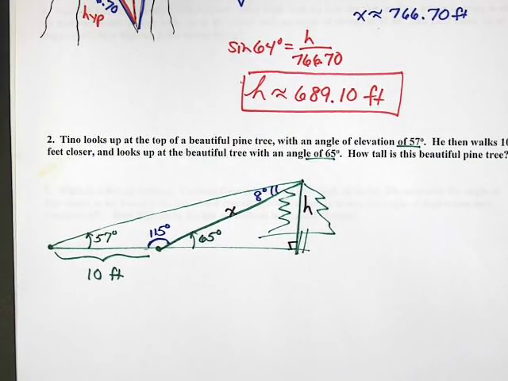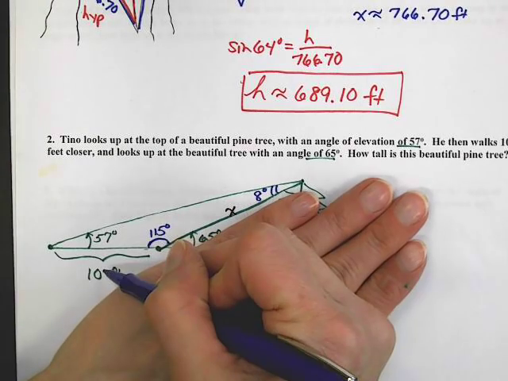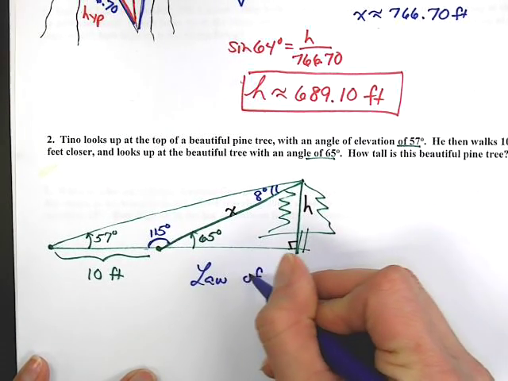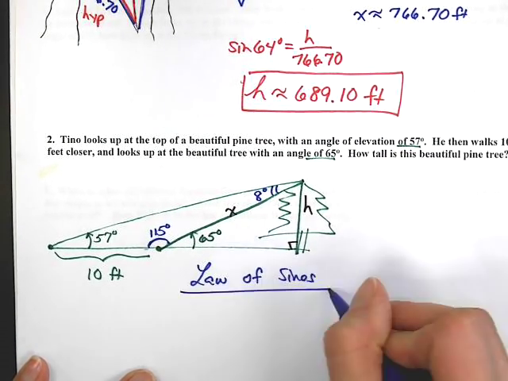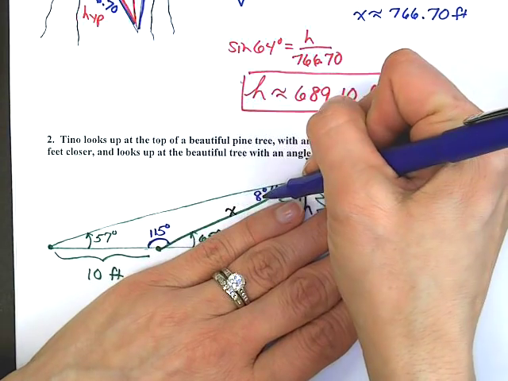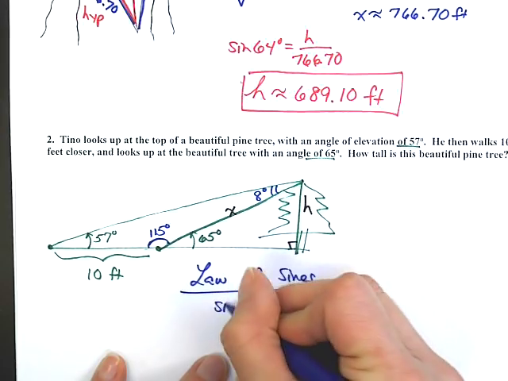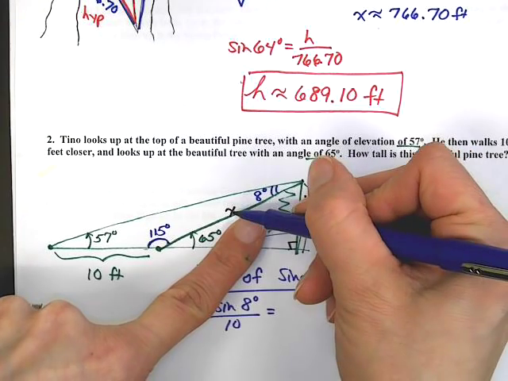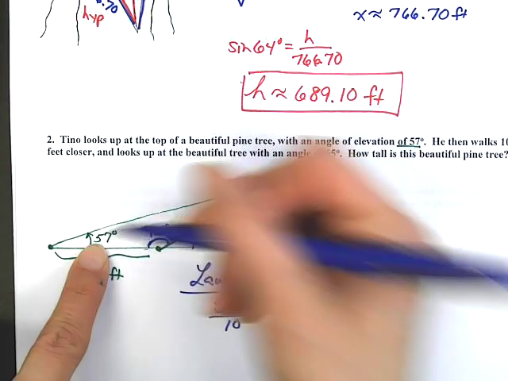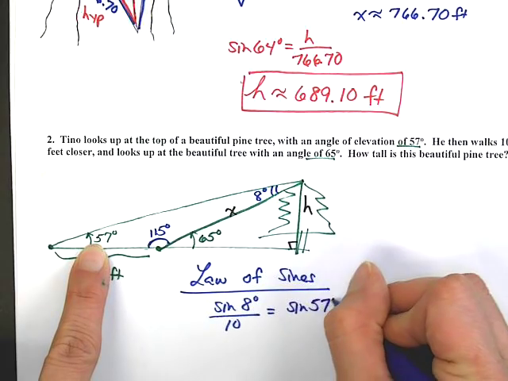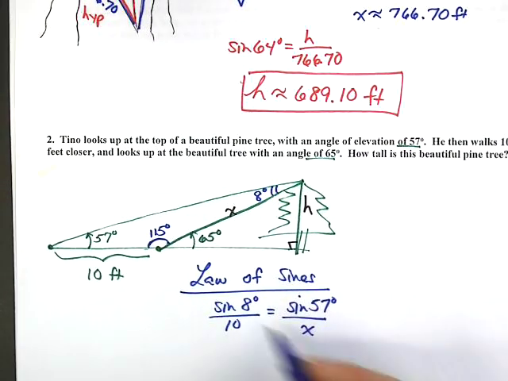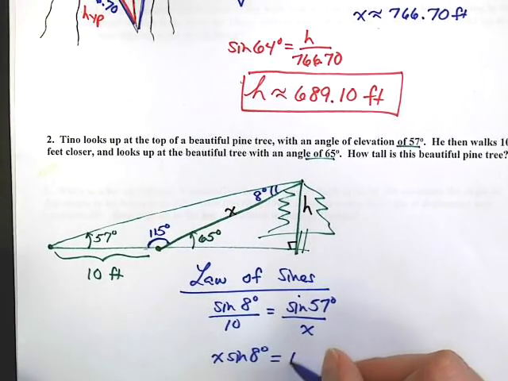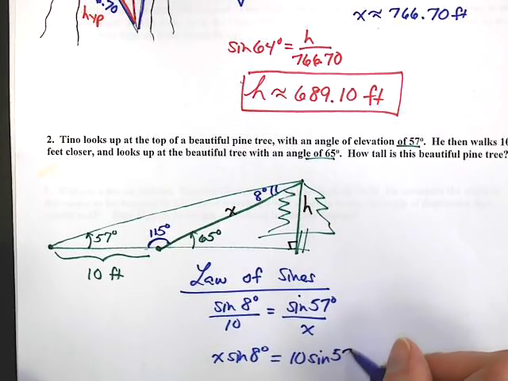Let's use our law of sines. So I have to use the 10, right? So we're going to do law of sines. The law of sines is going to come in right here. Sine of 8 degrees goes with the 10. Okay, remember we're trying to find x. So what angle does that go with? Go across, 57. Sine of 57 degrees goes over x. All right, I'm going to cross multiply here. X times the sine of 8 equals 10 times the sine of 57.